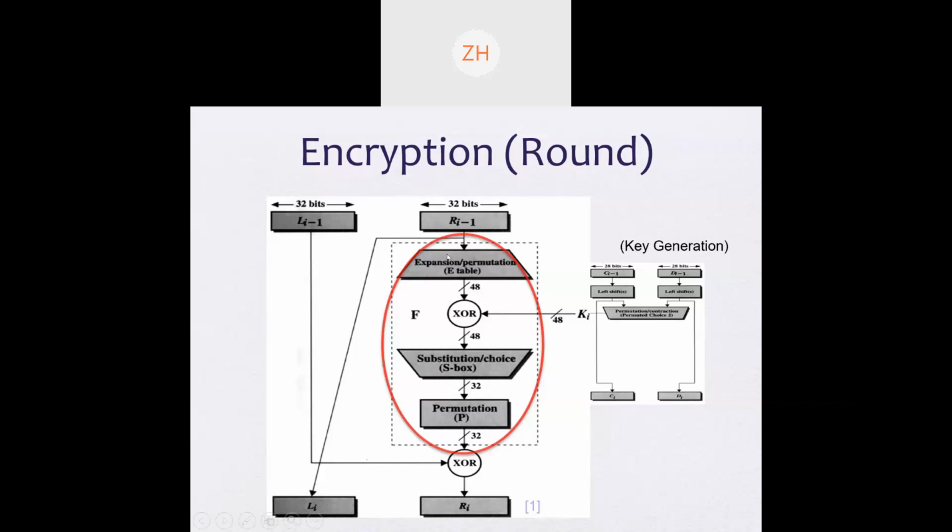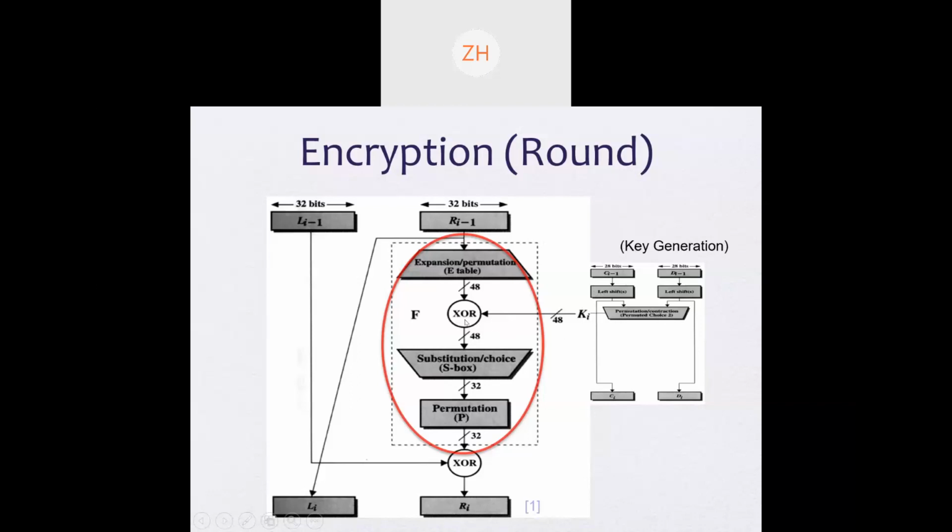We have the expansion table. What is the expansion table? It's a permutation, right? Again, another permutation. Don't look at the size, we will learn it after this. From 48 bits, we apply XOR. The other input to the XOR will be the key, also 48 bits. How do we get the key? We will learn that after this.